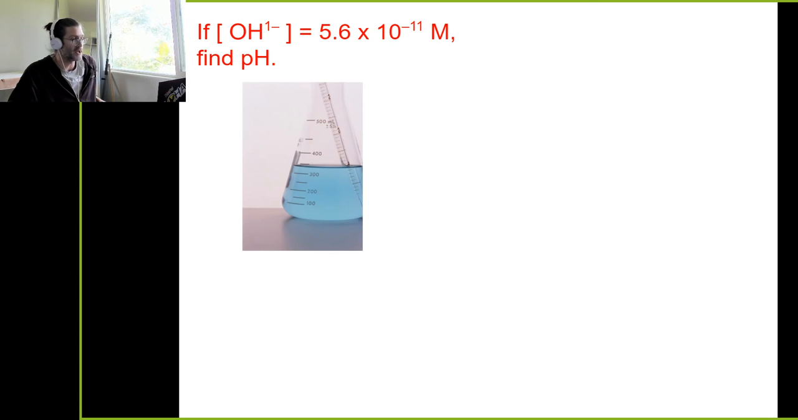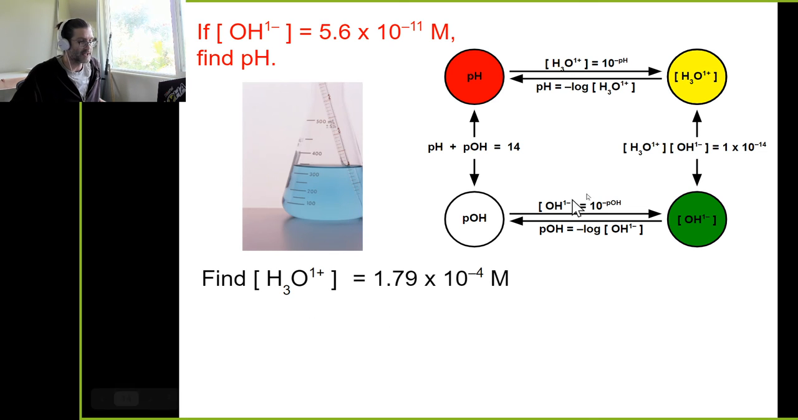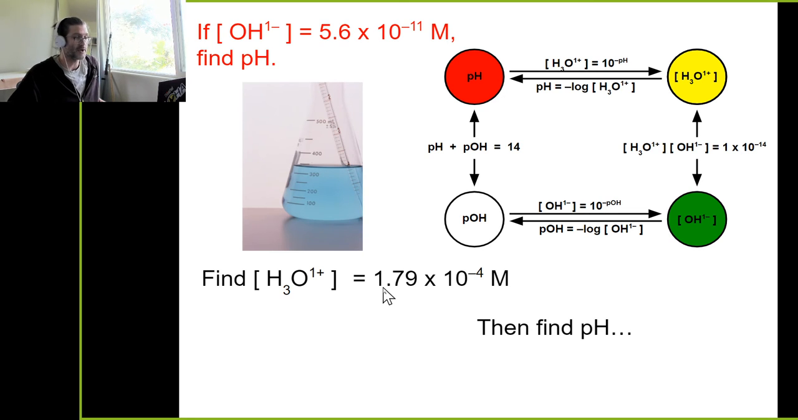If the concentration of OH minus is 5.6 times 10 to the minus 11, find the pH. Now we're down in this corner, trying to find this corner. We can either go this way or this way. If we go this way, we take 10 to the minus 14 and divide it by this number, and we get this number. Then we still have to take the negative log of that number. We find that 10 to the minus 14 divided by 5.6 times 10 to the minus 11 is 1.7 times 10 to the minus 4. Then we find the pH by taking the negative log of that, and we find that the pH is 3.75.